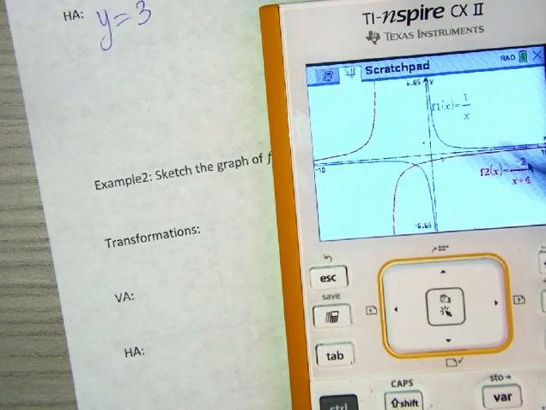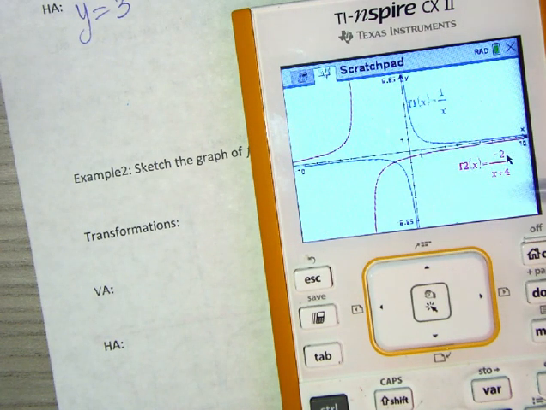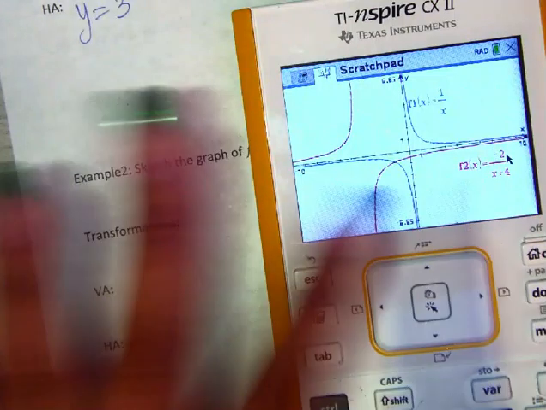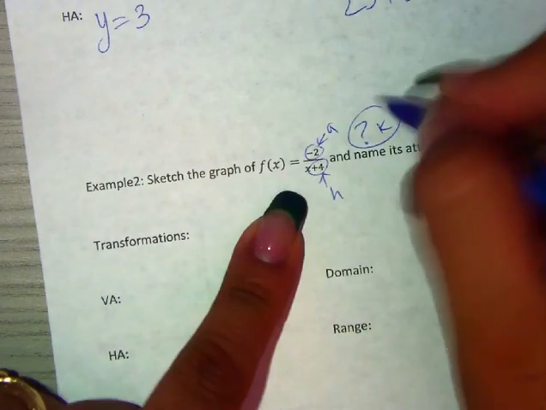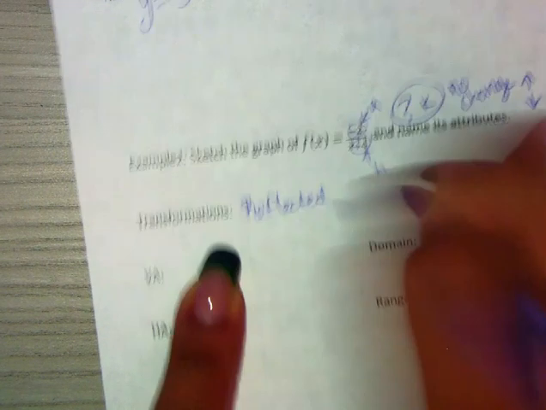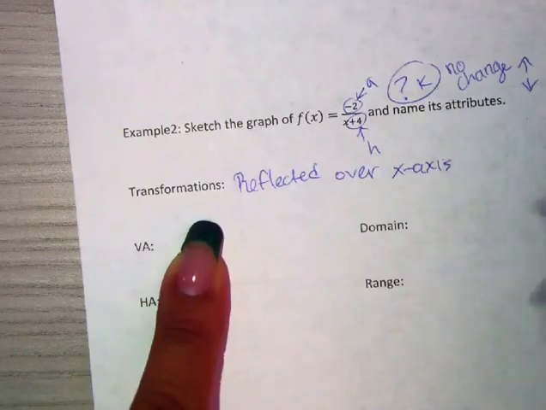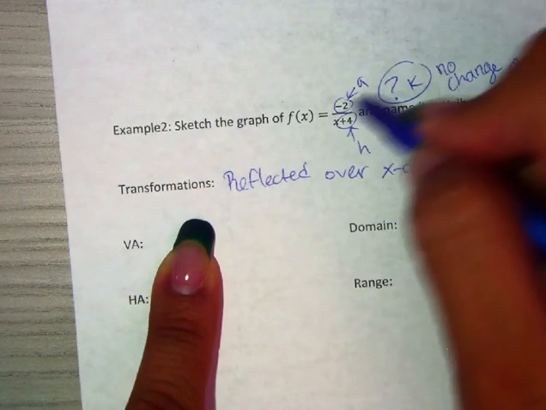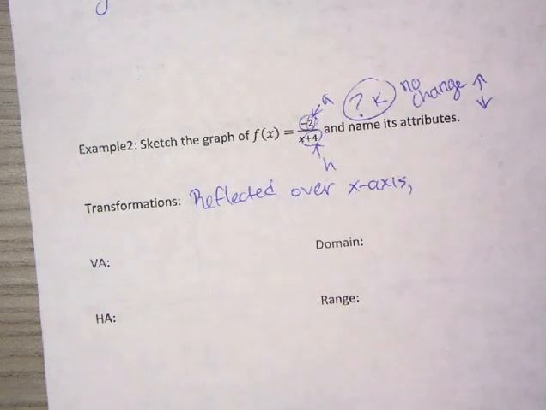Okay, so the parent function is the blue one. And now notice how the curves flipped. So definitely a reflection. And then it also looked like it shifted this way. So let's talk about the reflection first. We're going to say that it reflected over the x-axis. And that's only talking about what the negative does. So now let's talk about what that 2 is doing.